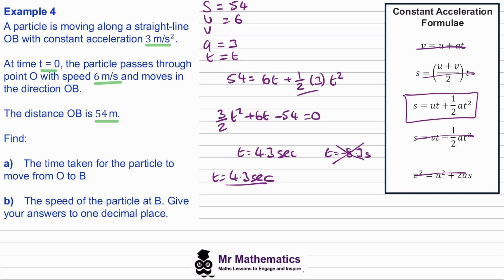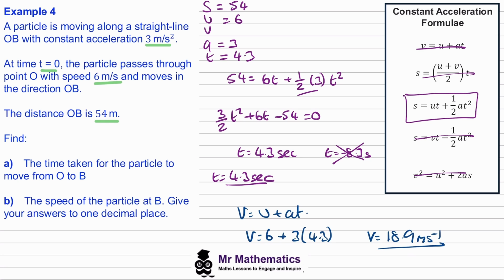Then for part B, the speed of the particle at B. So now we have our time. We can use v will equal u plus at. So we'll have v will be 6 plus 3 lots of 4.3. When we work this out, we get a final velocity of 18.9 meters per second. Okay? How did you get on with that?